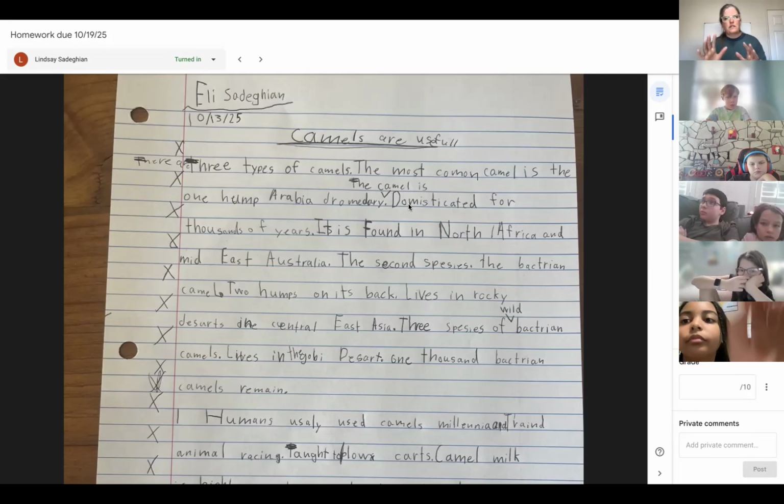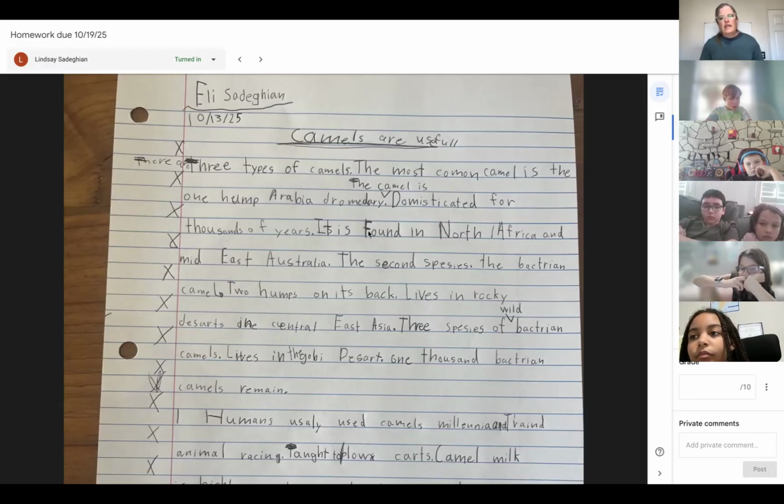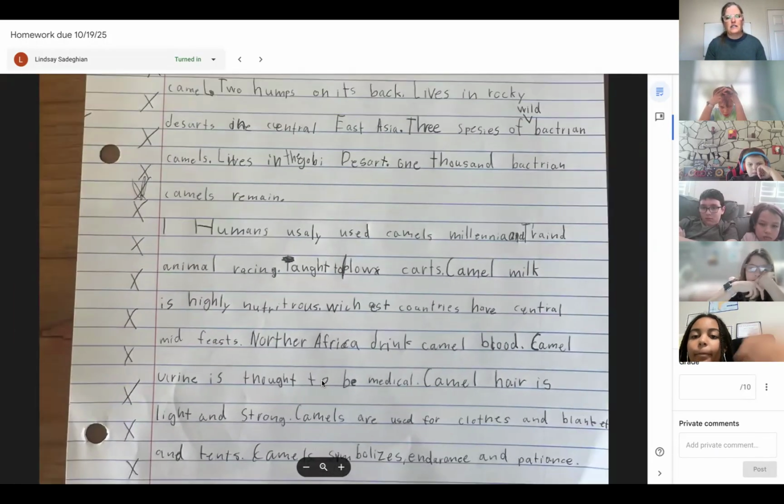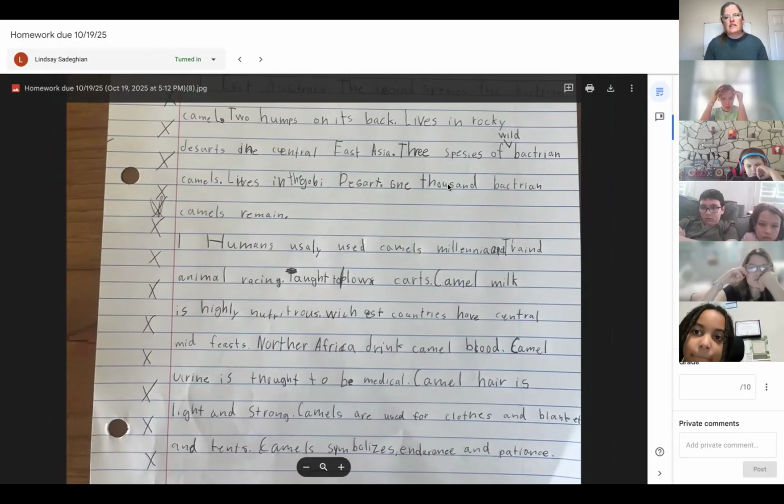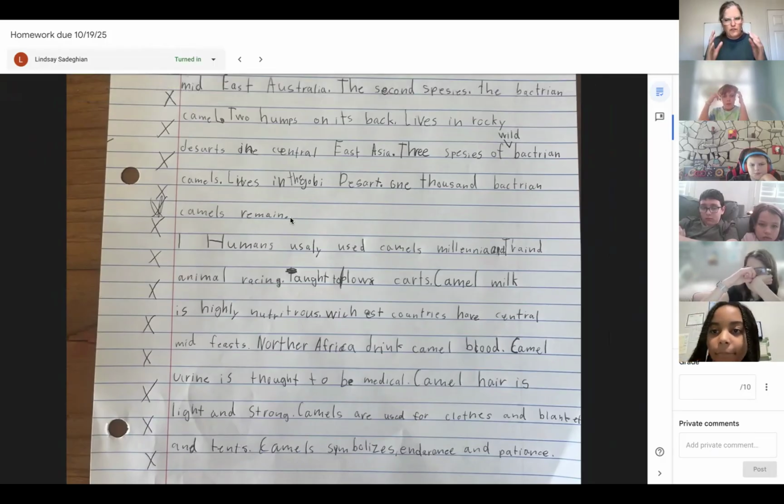I know she's got some things that she, or actually it's he, it's Eli. Sorry, I didn't look at the name. So Eli is continuing to connect his sentences together, and then he gets to the last sentence. Right here. And then it says 1,000 Bactrian camels remain, period. That's the end of his first paragraph.